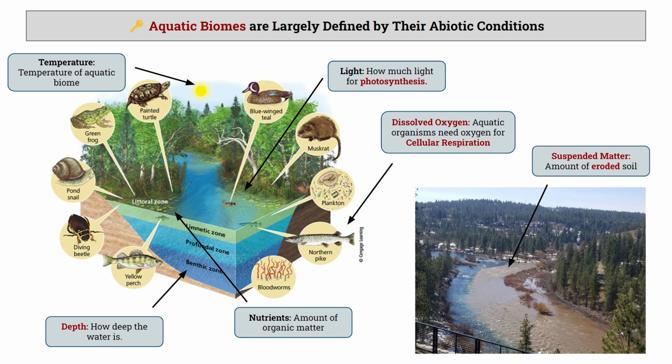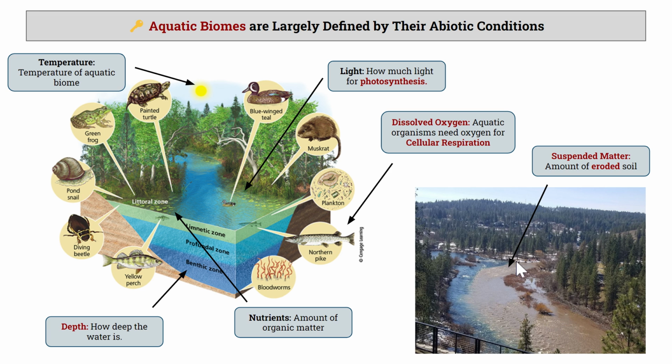Next is going to be nutrients. So, how much organic matter do you have available? Things like nitrogen and phosphorus, which are required for organisms. And then finally, depth. So, how deep is the biome? This is going to affect things like how much light you get, how much food availability will be there, and things like that. Okay? One that we have over here, I didn't include in this image, is suspended matter.